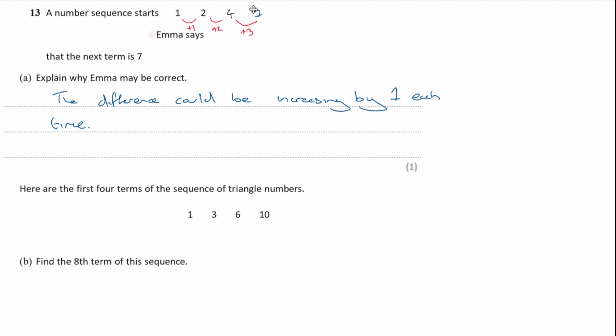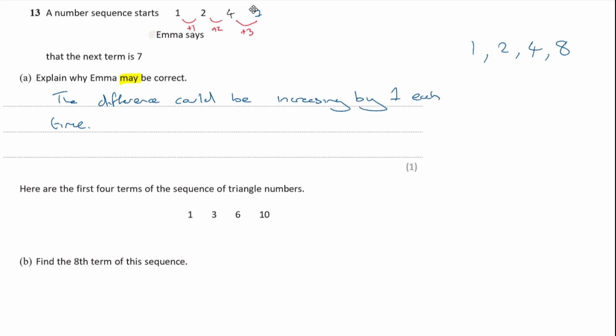Now the reason why they've said may here is that, you know, with 3 terms you can't really nail a sequence down definitively. It could also be that it's doubling each time. So double 1 is 2, double 2 is 4. That works, and then double 4 would be 8. So it doesn't necessarily have to be 7. With 3 terms there, it's really difficult to nail a sequence down definitively, but it could be that she's correct. So that's why it says explain why Emma may be correct.